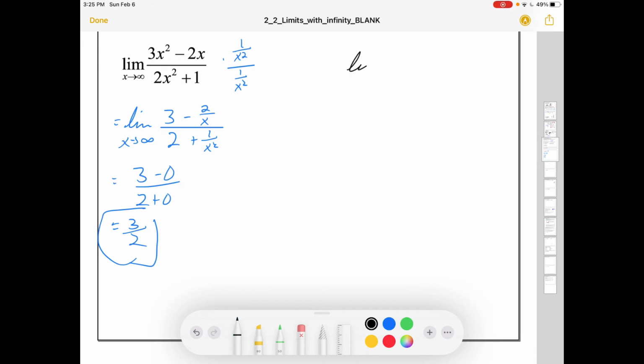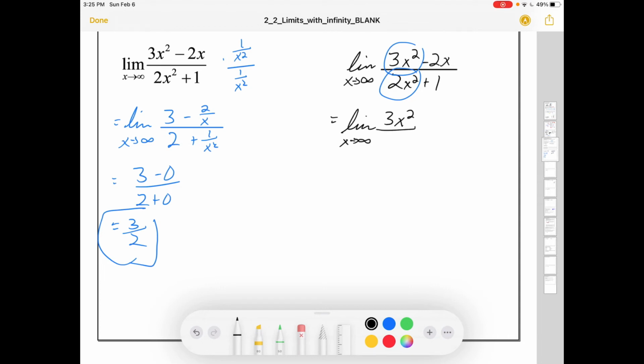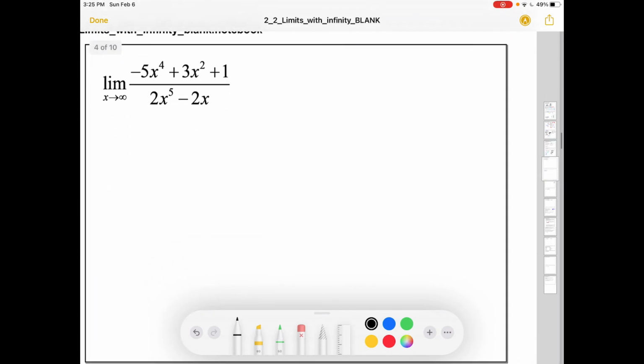Here's lazy analytic. Lim as x goes to infinity of 3x squared minus 2x all over 2x squared plus 1. Here's the driver on top. Here's the driver on bottom. And this is a trick we can only use as we head out to infinity or negative infinity. Just consider the drivers. Everything else is fluff. Okay, around positive or negative infinity. And that gives us 3 over 2.